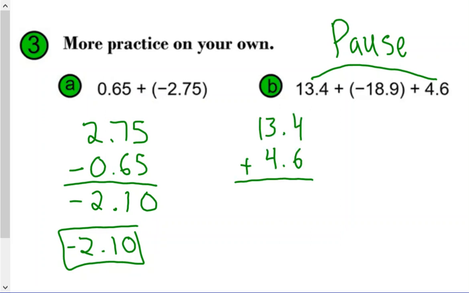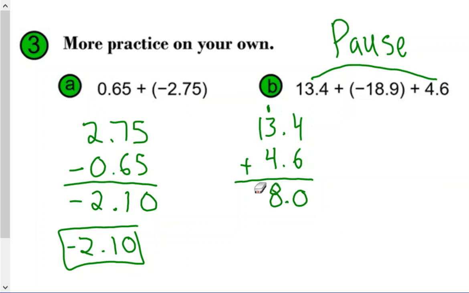Okay, so I wrote down my positive numbers, lined up the decimal, and now I'm ready to do the math. 4 plus 6 is 10, so I'm going to put my 0 down, carry the 1, bring down my decimal, and we have 1 plus 3 is 4, 4 plus 4 is 8.